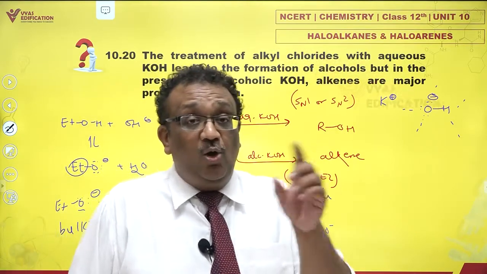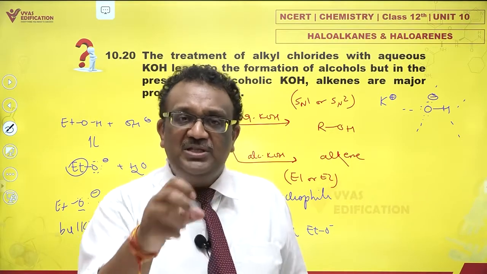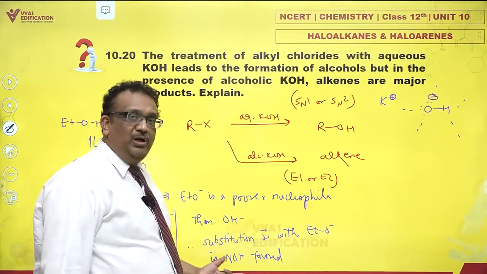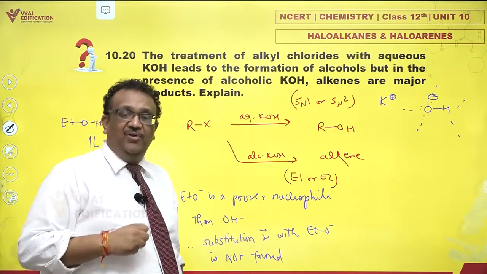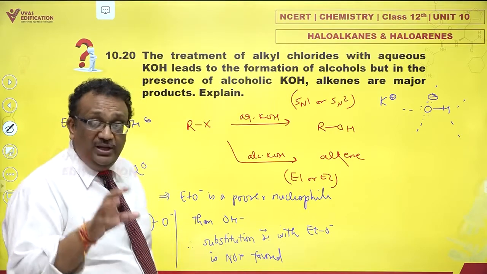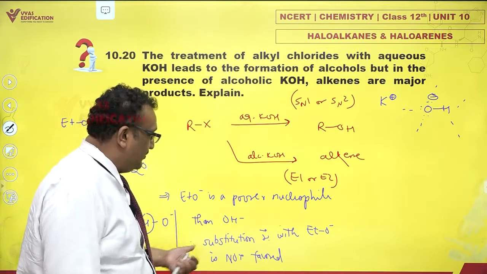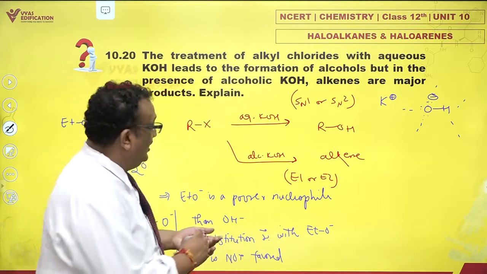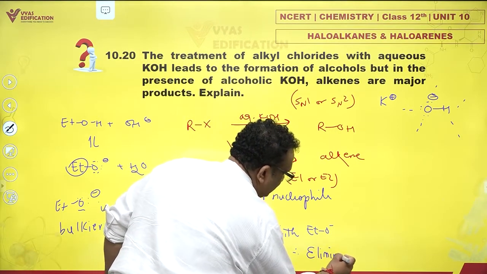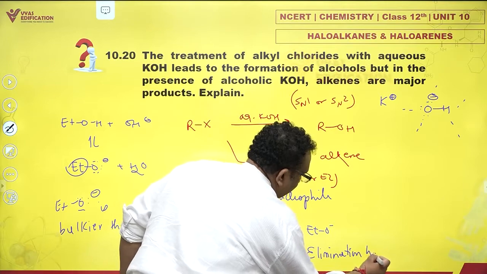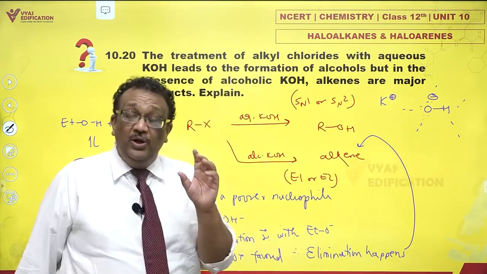On the other hand, when you're talking about elimination reaction, elimination involves just taking away one H+ and running away. EtO- is good at that. EtO- is going to approach, steal one hydrogen atom and run away from outside. It doesn't have to go very close. It doesn't have to get attached to the molecule. So substitution with EtO- is not favored. Therefore, elimination happens, and we get alkene.